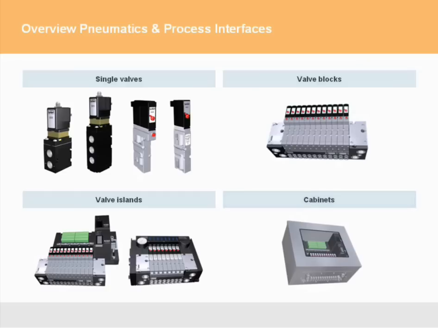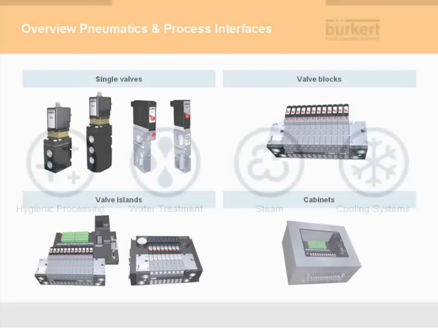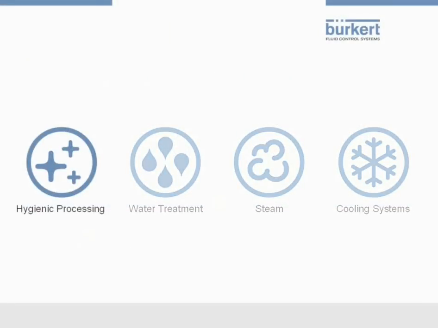Pneumatic valves are used to control actuators with compressed air. They're found in various areas, in non-X as well as in hazardous areas. Pneumatics is used in 4 of the 6 Bürkert segments: hygienic processing, water treatment, steam, and cooling systems.